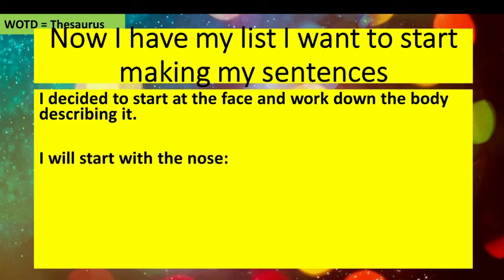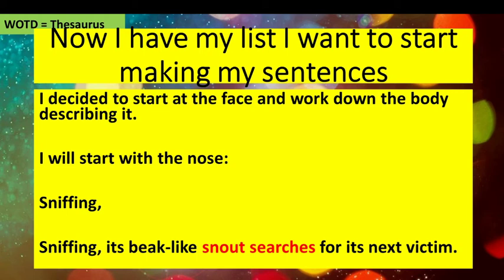So I'm going to start at its nose, and I'm going to think of an action that the nose might be doing. So I'm going to start with sniffing, because I think that my dragon is going to be sniffing a lot because it likes to search for things. It's a pretty hungry dragon. Now I'm going to say: sniffing, its beak-like snout searches for its next victim. Snout is a synonym for nose. I have tried hard to use my alliteration there, and I have got snout searches. That's a type of figurative language that I have used. So I've ticked that off. So I've started to describe my nose.